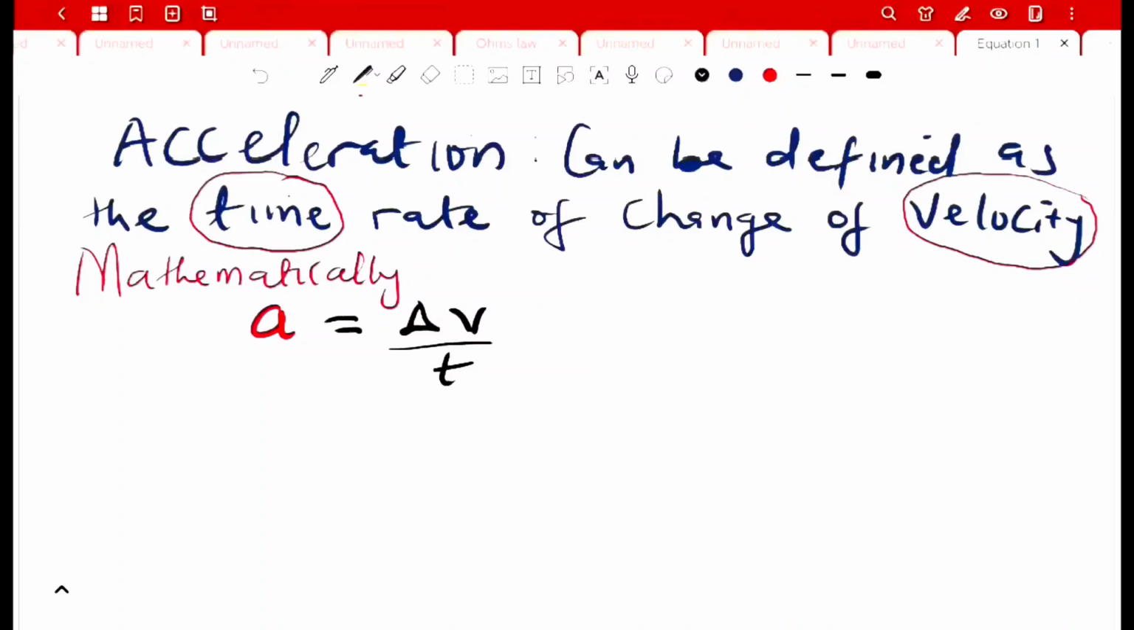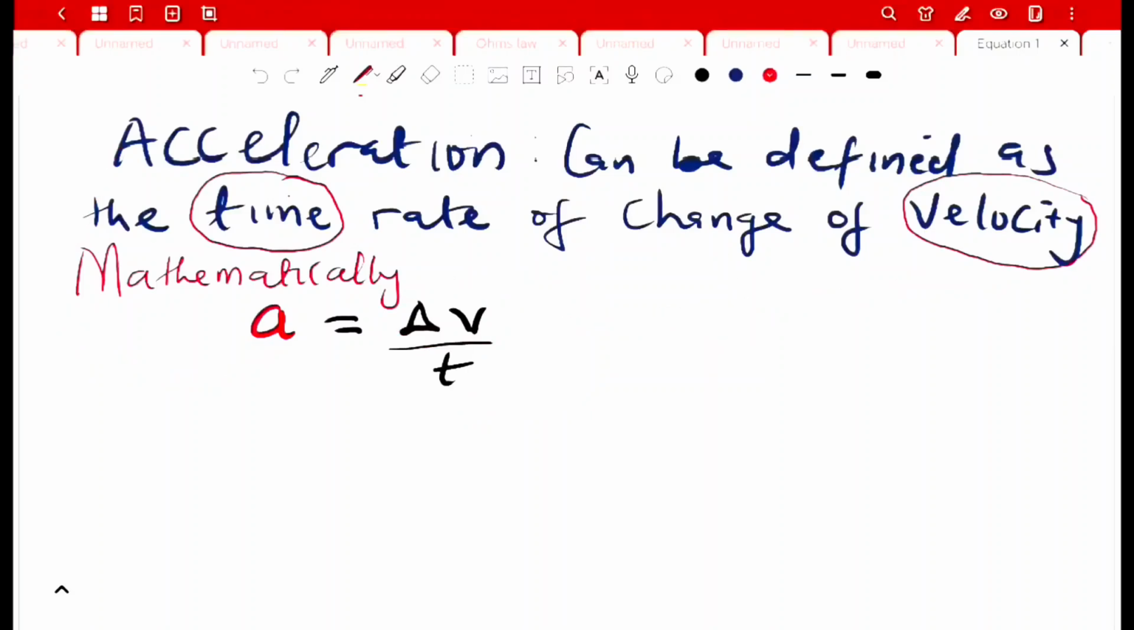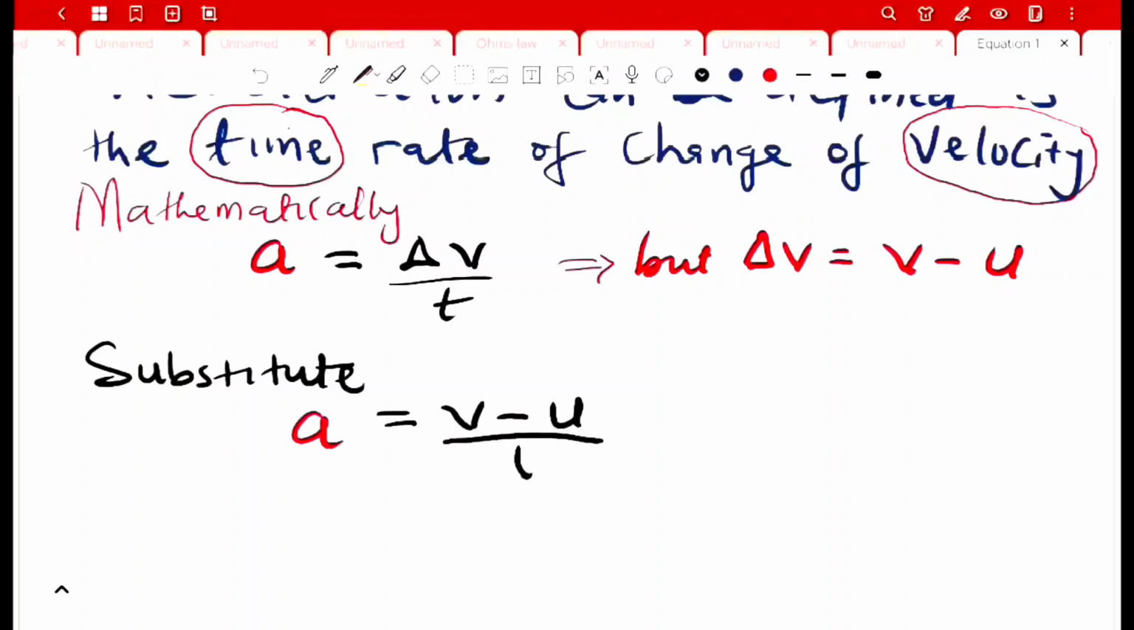This is not magic. This is the practical interpretation of the definition. The a here means acceleration. Then delta v means change of velocity. Can you see my arrows? Change of velocity. Then the time, of course, is gotten from time. Can you see that? So this is the interpretation of the definition. Hence, we need to expand delta v. But delta v is v minus u, which indicates final minus initial. So let's substitute into the original formula so that a equals v minus u over t.